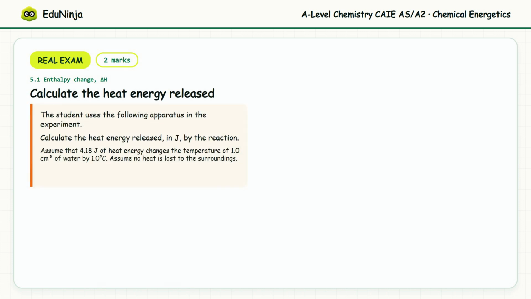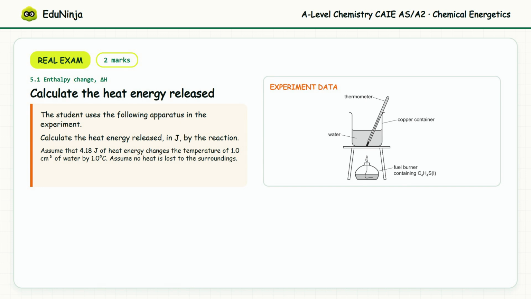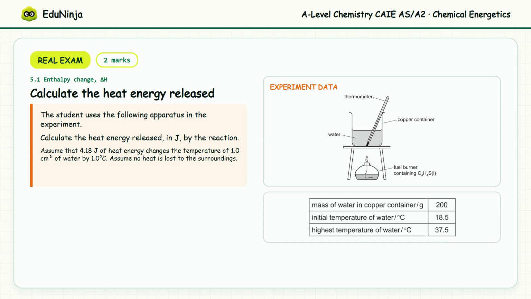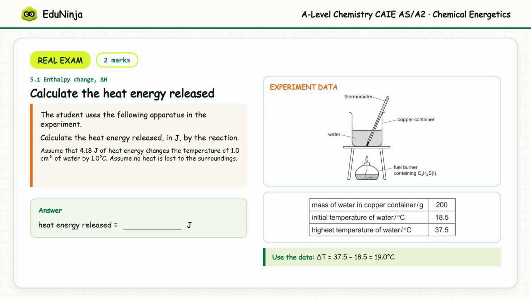Q3BII, the key idea is heat energy transferred to water. When you see mass, temperature change, and 4.18, use Q equals mcΔT. The mass of water is 200 grams, and the temperature rises from 18.5 to 37.5 degrees Celsius. So delta T is 19.0 degrees. Then Q equals 200 times 4.18 times 19.0, which gives 15,884 joules.